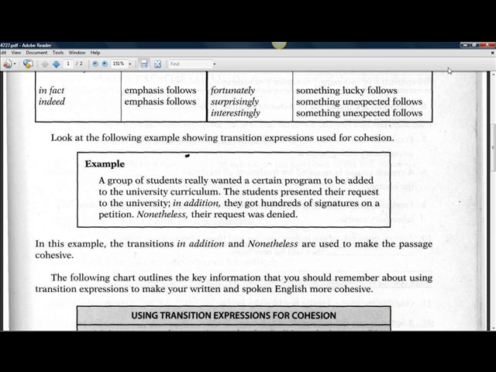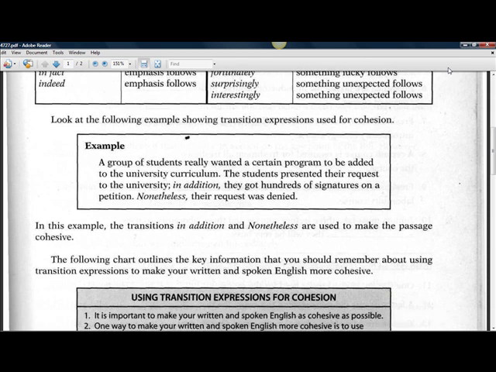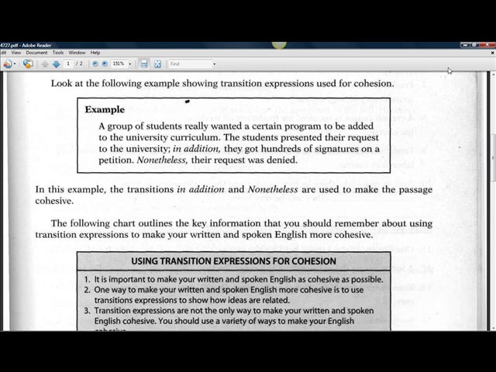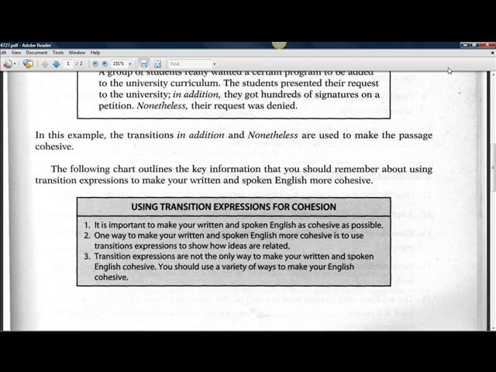In this example, it's showing you the transition, in addition, and nonetheless are used to make a passage cohesive. In other words, in addition, more information follows and so forth like that. Now, it's important to have good cohesion. That's where I find in most instances of poor writing is there's no cohesion.